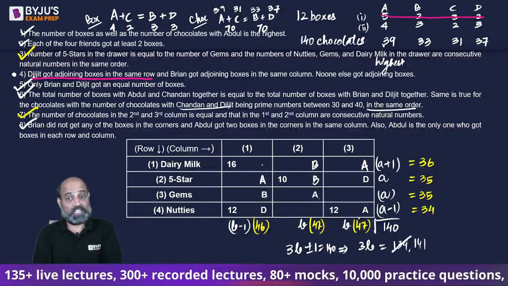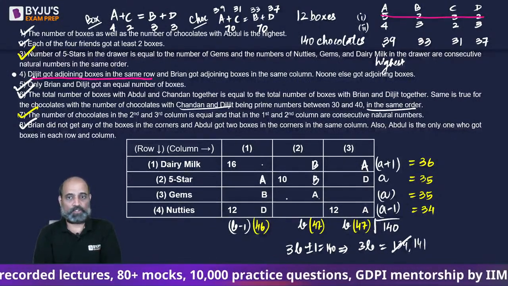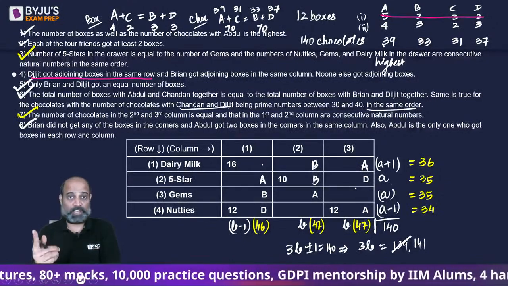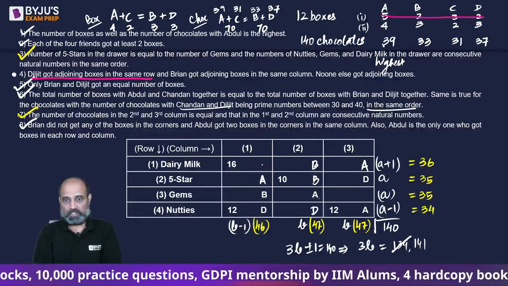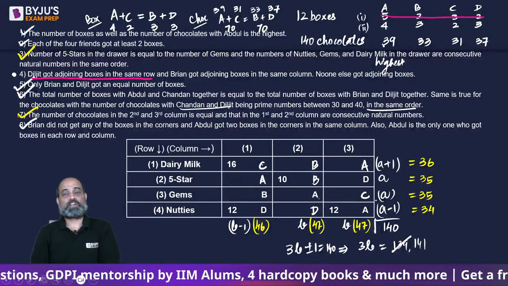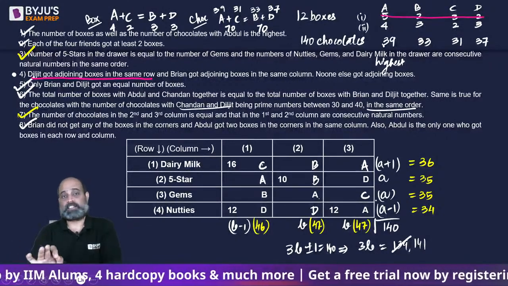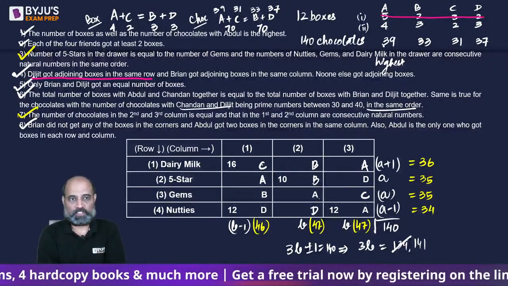Now we need to put D. D should be in the same row. We can't put D in the second row. 2 D's are already here. One more D we need to place. This is the only place D will be. This is the place C will be. So this is what we get. Who has received which particular box? So the fourth statement is also done.